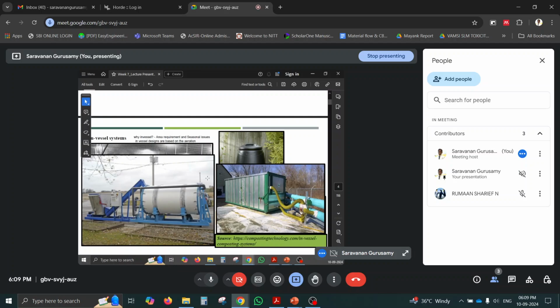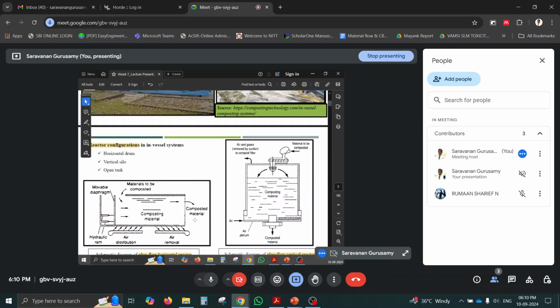Then it is called a batch reactor type composting system. Okay, these are the types of in-vessel composting system. So it's also based on the flow and also based on aeration through bottom or through top, how the aeration is going to happen. So these are some of the pictures showing how the in-vessel composting is happening.